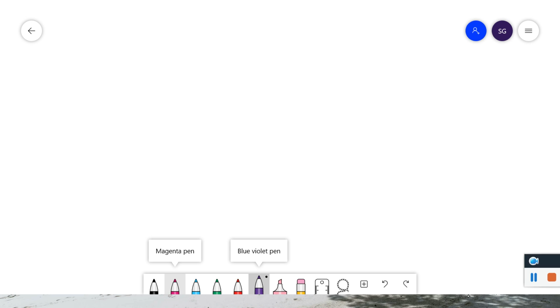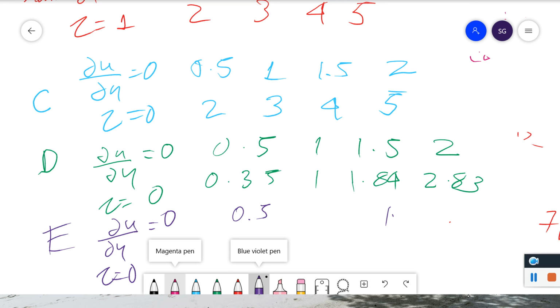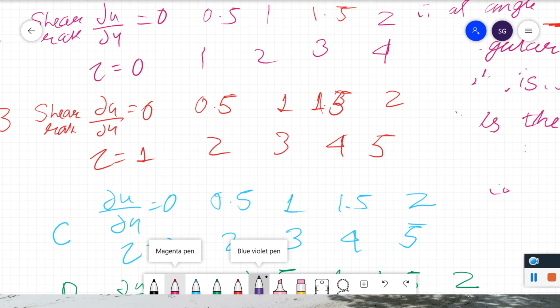I don't know what happened. 0.5, 1, 1.5, 2. Here it is 0, 0, 0, 0. Okay, so now you have to tell us which of these is which liquid.